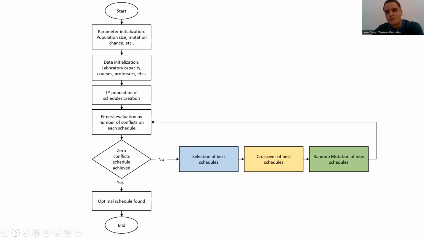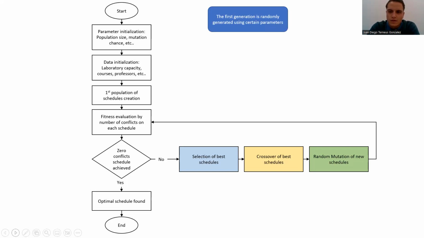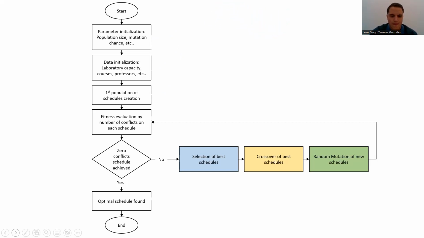The first step in the flow chart is the initialization of the population. The first generation is randomly generated using certain parameters, such as the subjects that belong to each academic level and which teachers can teach that subject. Then we have the fitness of the population, which is calculated considering the number of conflicts found in each generated schedule.